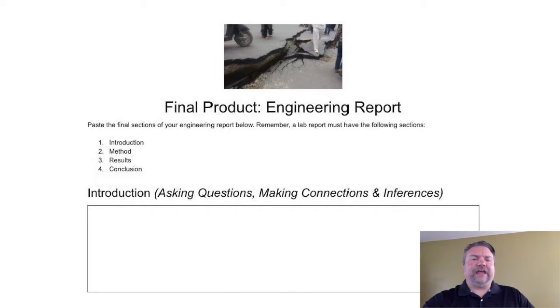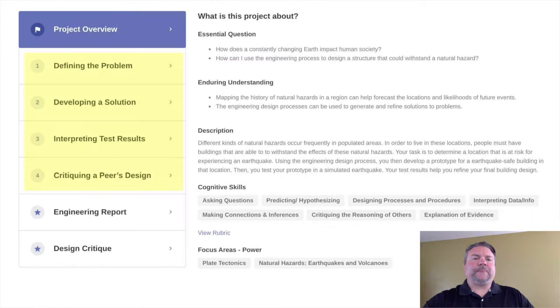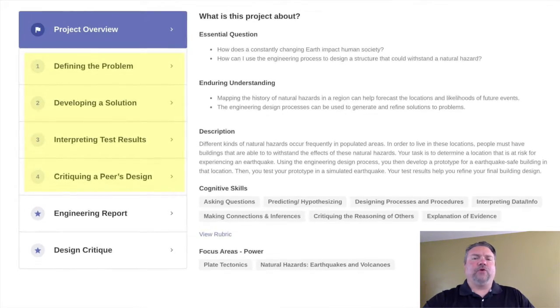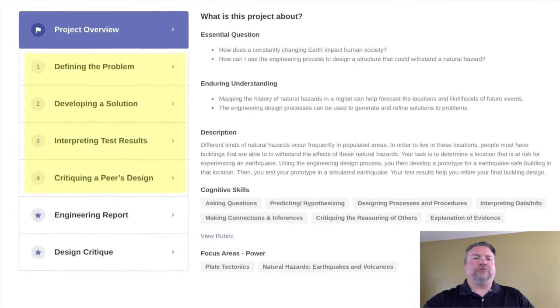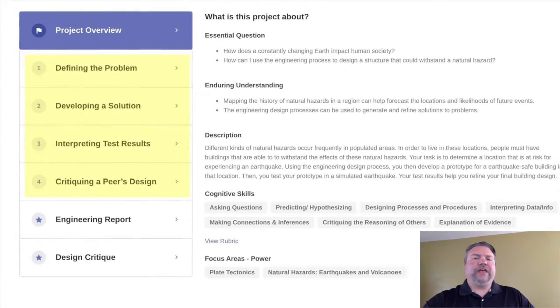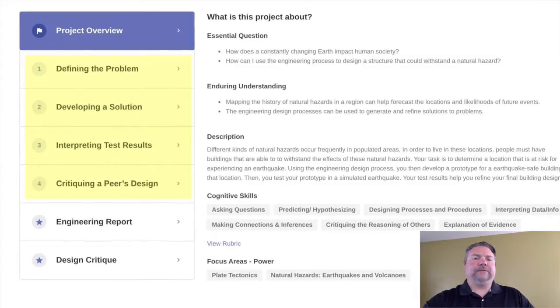The performance task for the unit is an engineering report, and that makes sense for the standards that are being assessed. It's designed as a simplified lab report and references lots of higher-order thinking skills, such as making inferences, hypothesizing, and interpreting data. The project breaks down the engineering design process into 4 discrete steps: defining the problem, developing a solution, interpreting test results, and critiquing a peer's design.